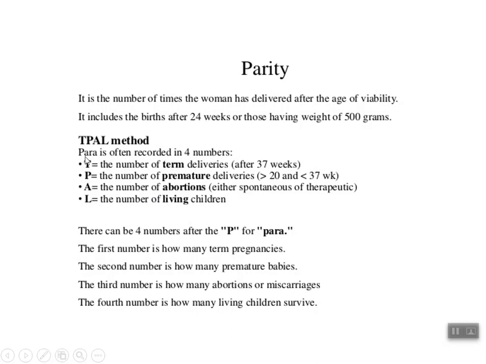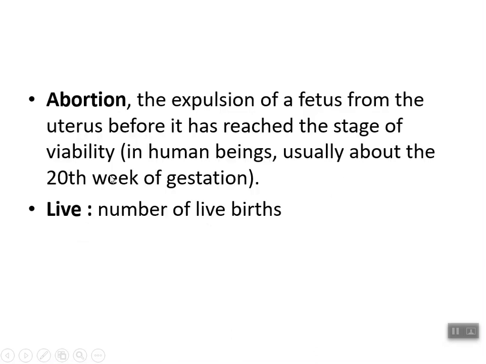But in India, in the hospitals you are going to go to, the TPAL method is not followed. Only the GPAL method is followed. So you have to be clear about the GPAL method. Abortion is the expulsion of the fetus from the uterus before it has reached the stage of viability, usually 20 weeks, 24 weeks, or 28 weeks, but you can consider 20. And L, the number of live births, means how many children are still alive. Now you must be clear about G, P, A, and L.